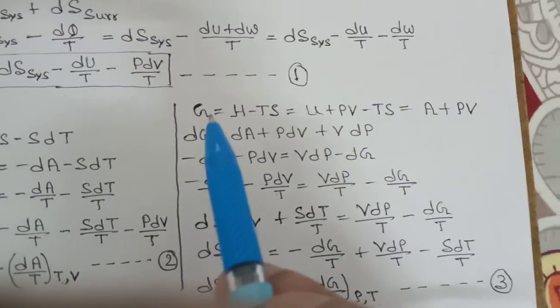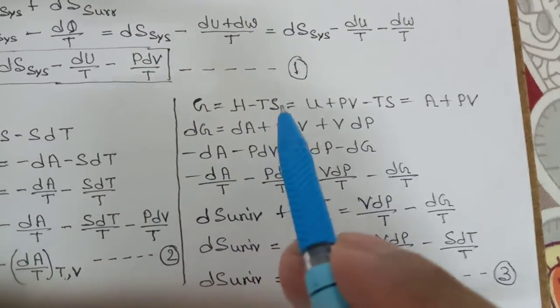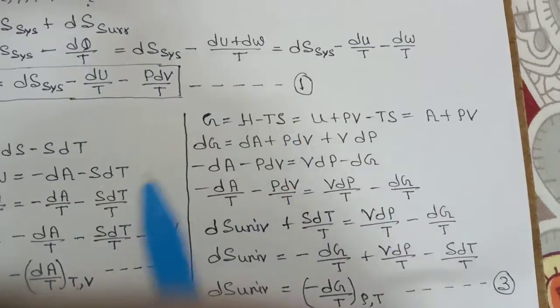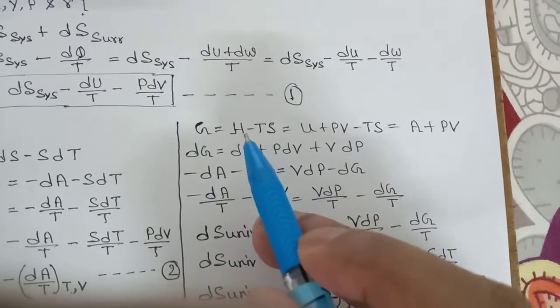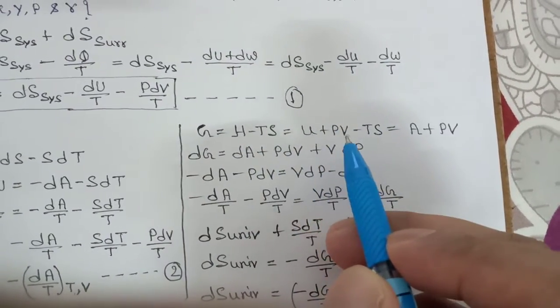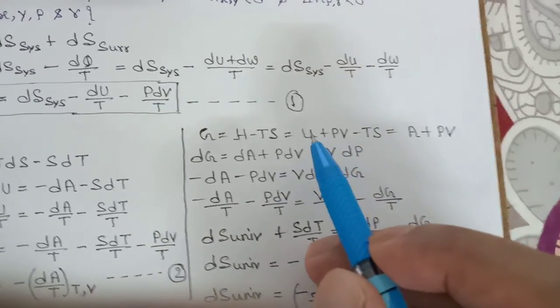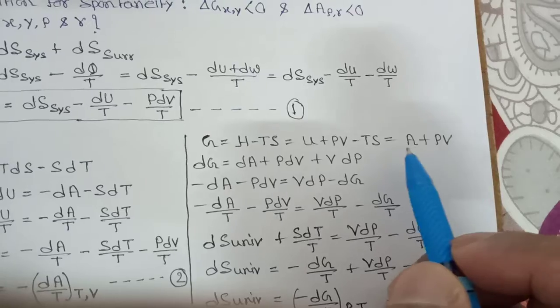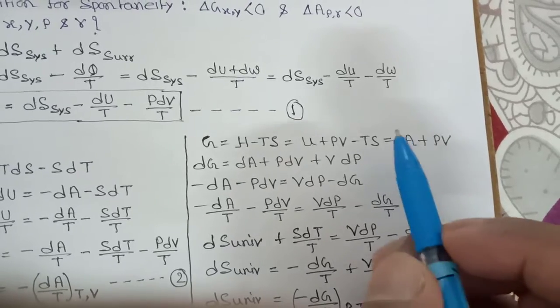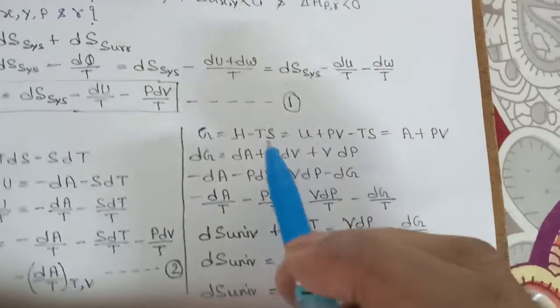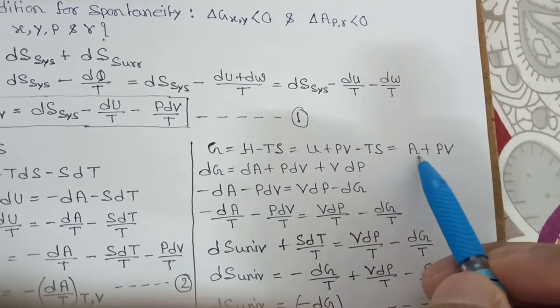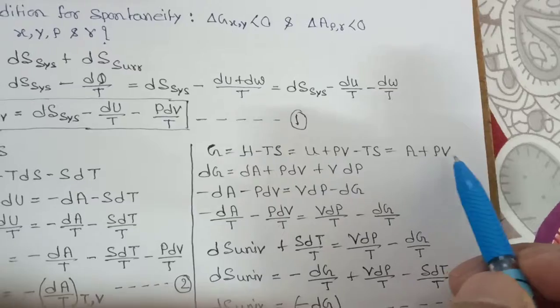And Gibbs free energy is equal to H minus TS. H is enthalpy, T is temperature, and S is entropy. And H is equal to, we can place U plus PV. Now U minus TS is equal to A. A means Helmholtz function or Helmholtz free energy. So A plus PV will be there. Now on differentiating, we will get dG is equal to dA plus pdV plus Vdp.